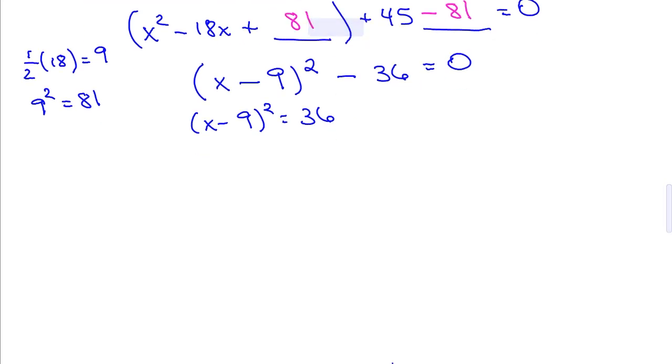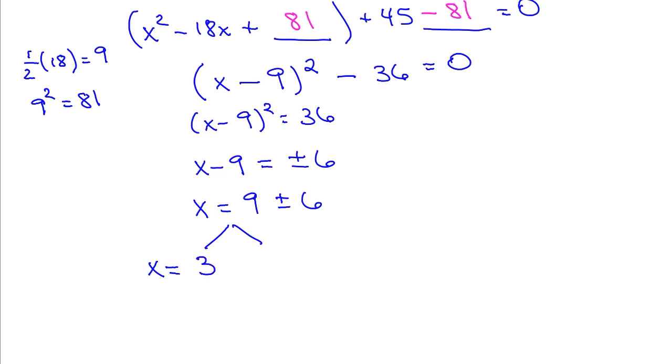Take the square root of both sides. We get x minus 9 is equal to plus or minus 6. Move the 9 to the other side. We get x equals 9 plus or minus 6. And split this up to give us our two solutions. X is equal to 9 minus 6, which is 3. And x equals 9 plus 6 is equal to 15.